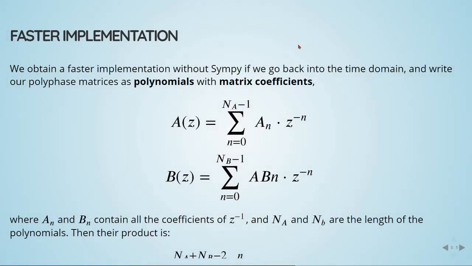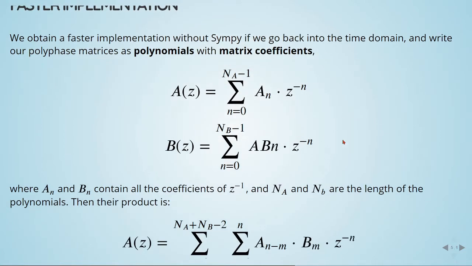SymPy is a great tool for symbolic mathematical operations, but it's not really efficient for other applications. So we will obtain a faster implementation without SymPy if we go back into the time domain and write our polyphase matrices as polynomials with matrix coefficients.